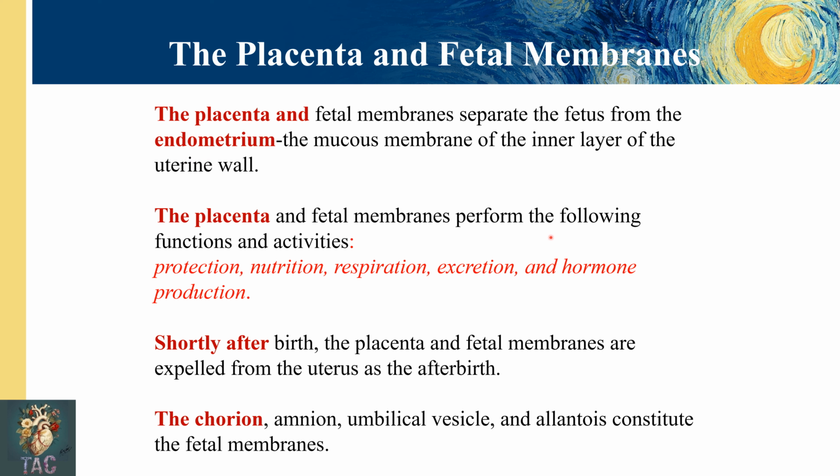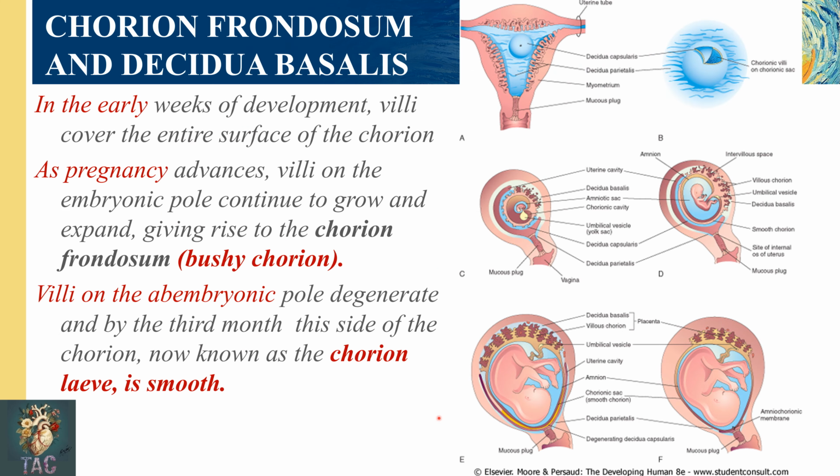So the placenta and the fetal membranes perform the following functions and activities, very important ones: protection, nutrition, respiration, excretion and hormone production. Shortly after birth, the placenta and the fetal membranes are expelled from the uterus as the afterbirth. The chorion, the amnion, the umbilical vesicle and the allantois constitute the fetal membranes. So these are expelled from the vagina after the delivery of the baby.